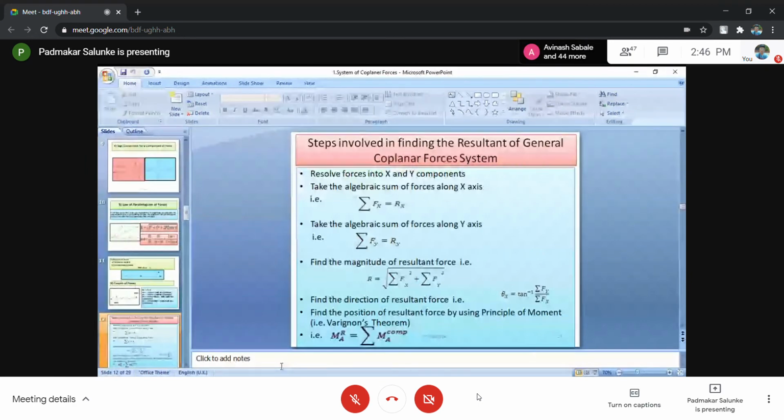Second step: take the algebraic sum of forces along the x-axis. The first job is to convert all inclined forces into their X as well as Y components. After that, collect all the components. That is called an algebraic summation.